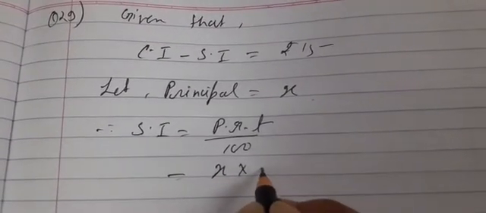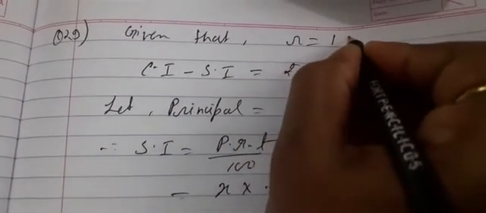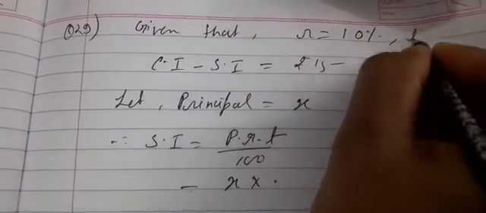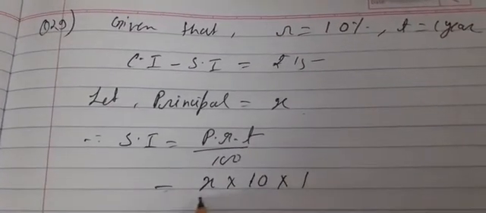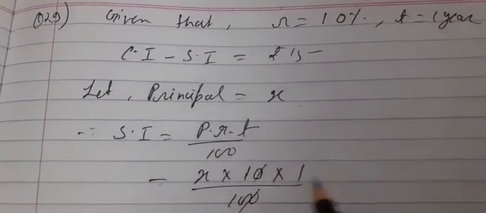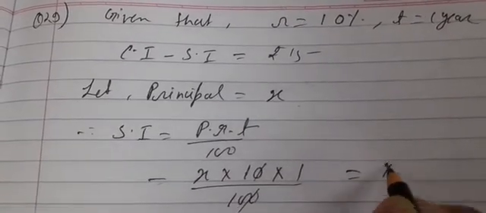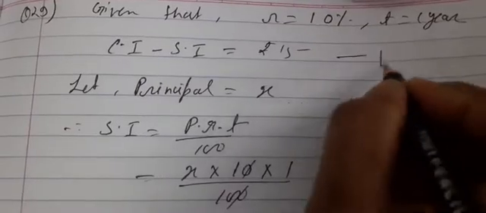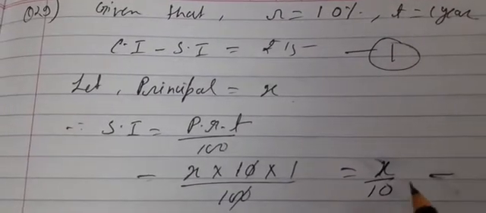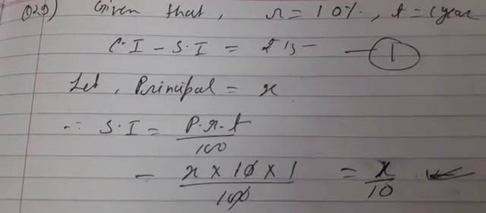I am writing x. For r, what was the rate given? The rate was 10% and the time was 1 year. So 10 into 1 upon 100, so it is reduced, and here it is x upon 10. SI is x upon 10. This will be equation number 1.